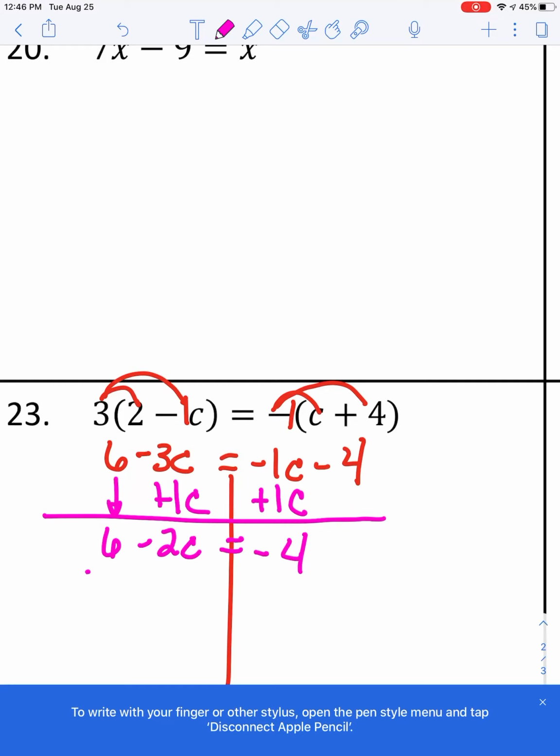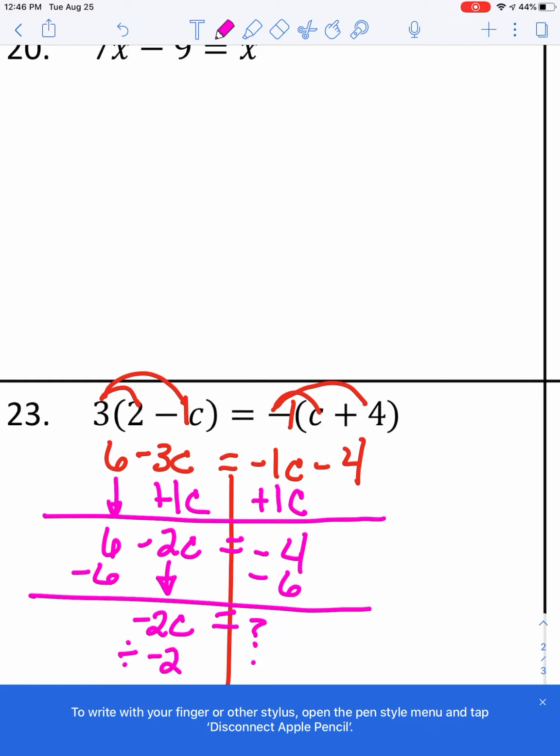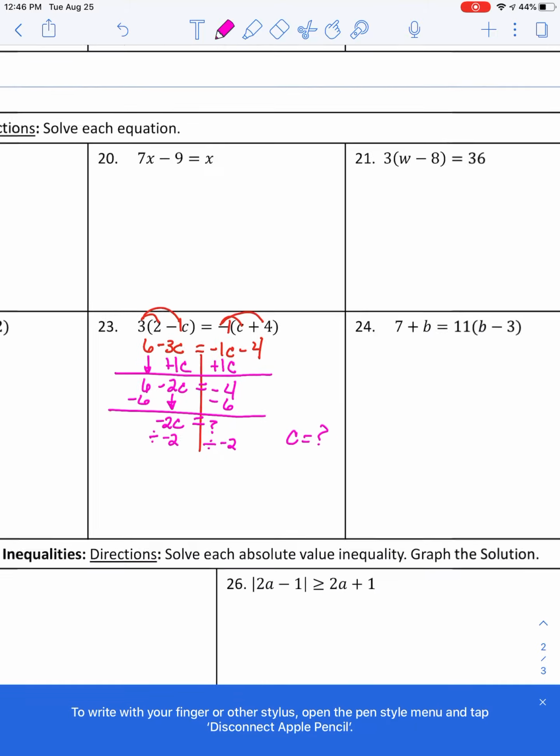I'm going to take the 6 to the other side. So I bring this down. Negative 2c equals something. I'm going to let you do that. Divide each side by negative 2, and you'll end up getting c equals something. I'm going to let you figure that out.